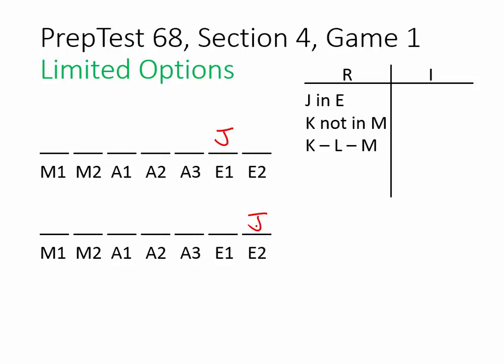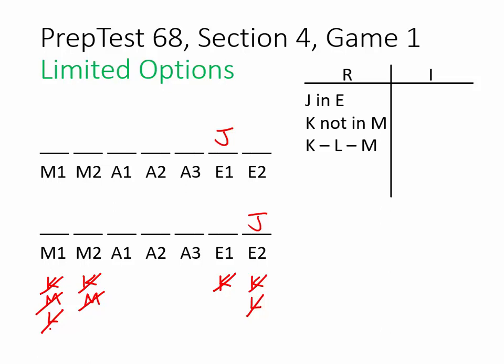Well, we know that K is not in the morning. So we can say no K, no K. We also know that K has to be before both L and M. So we can say no K, no K. We know that L has to be before M, so L can't be last. M can't be first. M also can't be second, because both K and L have to come before it. L can't be first, because K has to come before it. So we have some pretty nice limitations. We can't go a heck of a lot further than this.